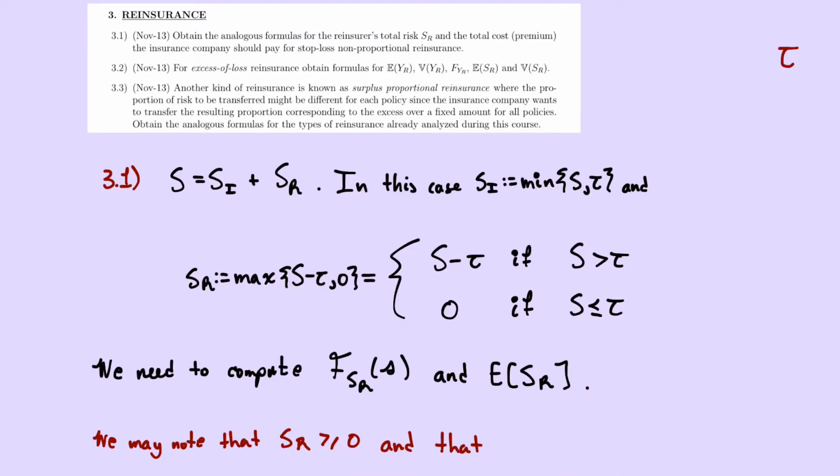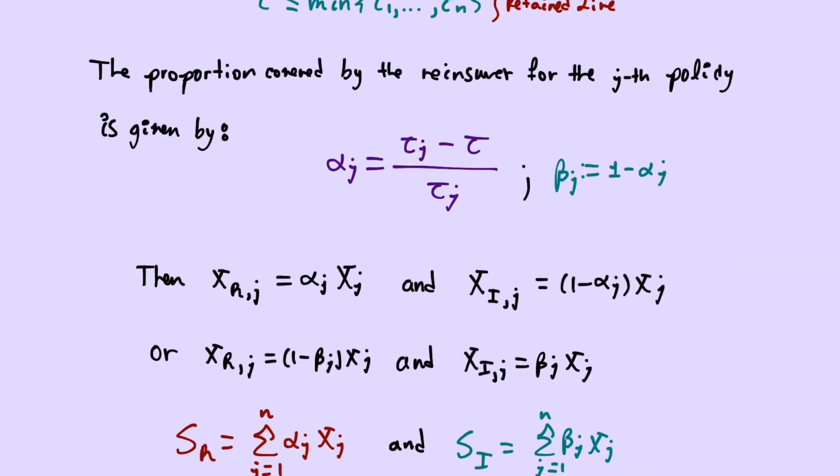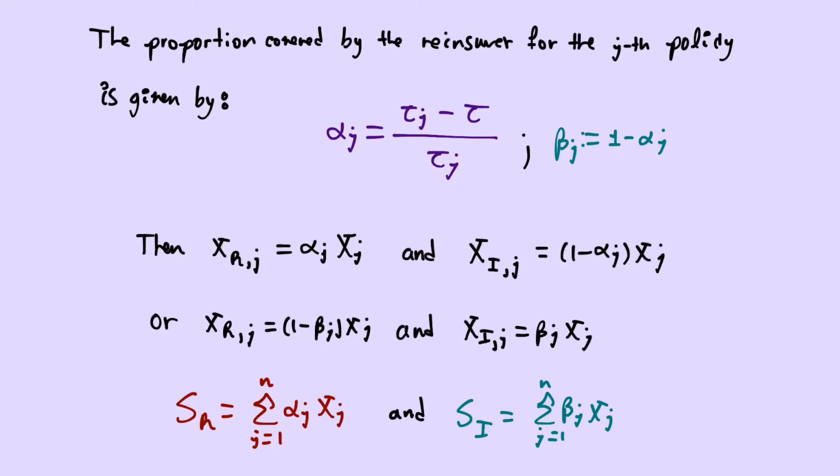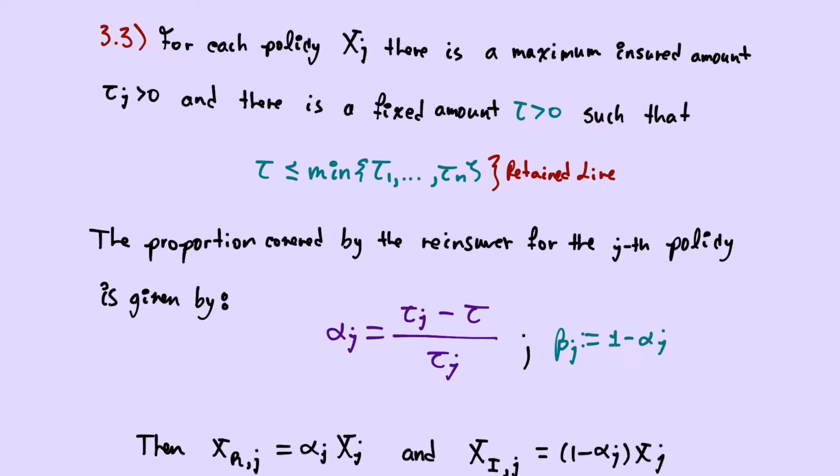I'm not a fan of the way that the professor wrote it down, but when you talk about surplus reinsurance, surplus proportional reinsurance, you refer to something more or less like this. Maybe you can write it in other terms, but in terms of random variables, it is usually referred to something like this.